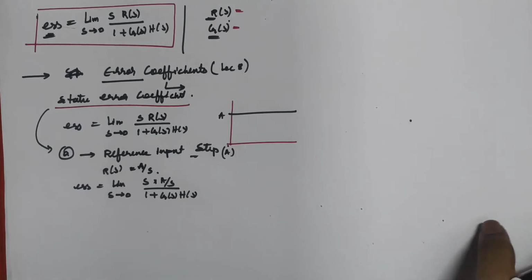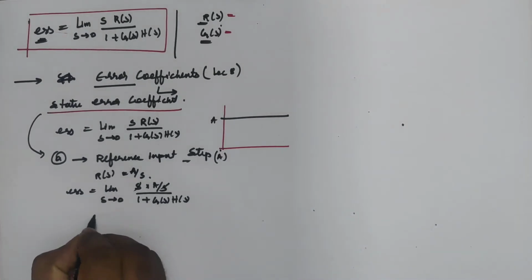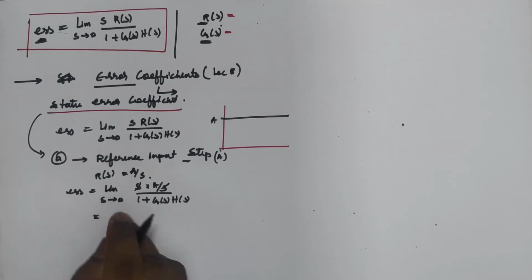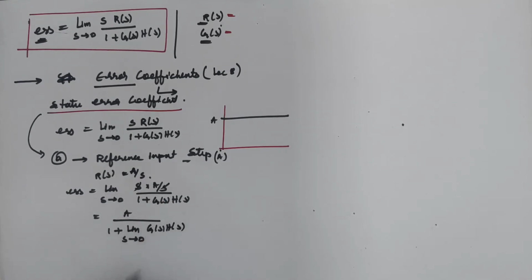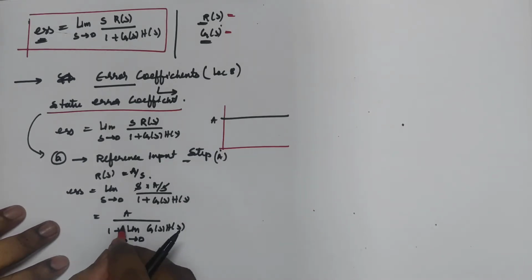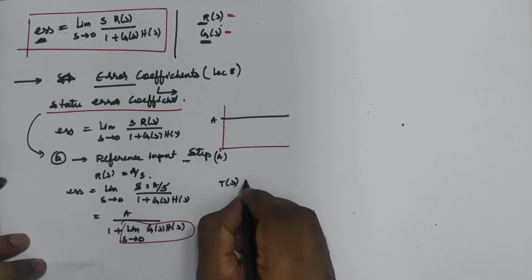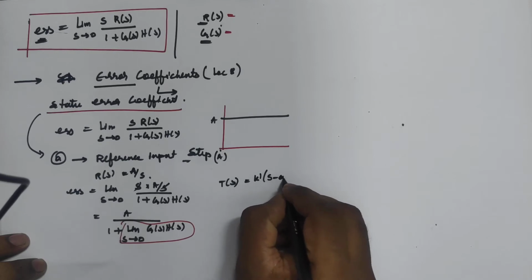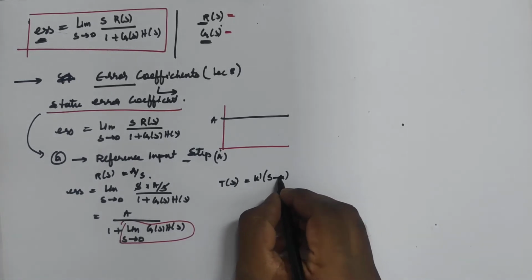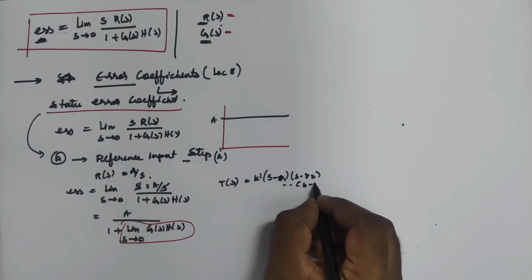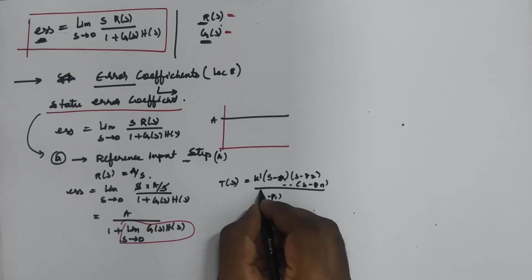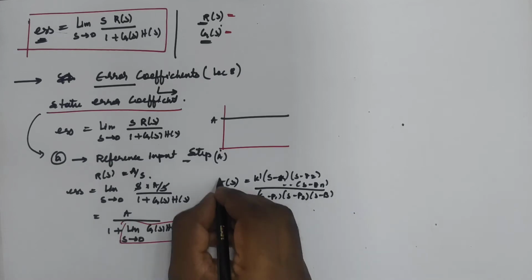After this, the s terms get cancelled, so we have A by 1 plus the limit s tends to 0 of G(s)H(s). Here is the main point. In terms of a transfer function, let us say K dash times (s minus z1)(s minus z2) and so on up to (s minus zn), divided by (s minus p1)(s minus p2)(s minus p3), so that is the system G(s).